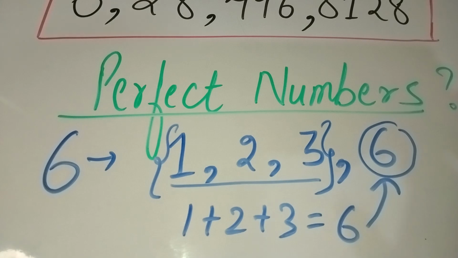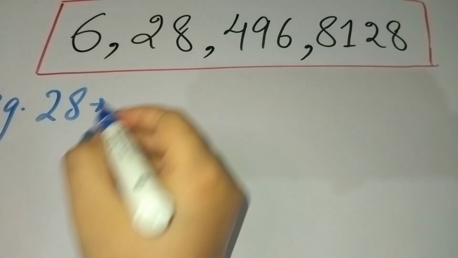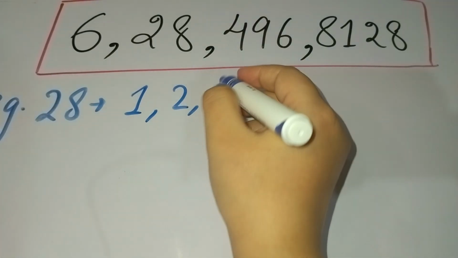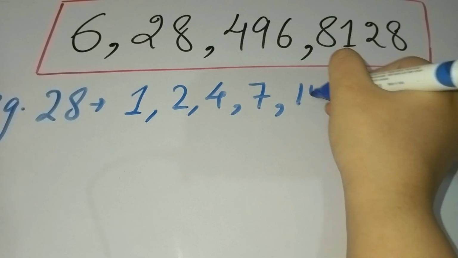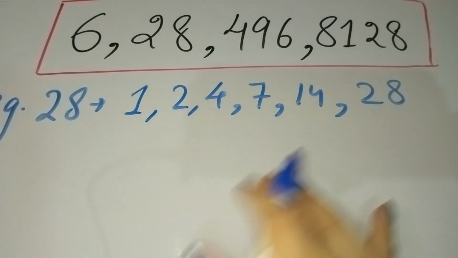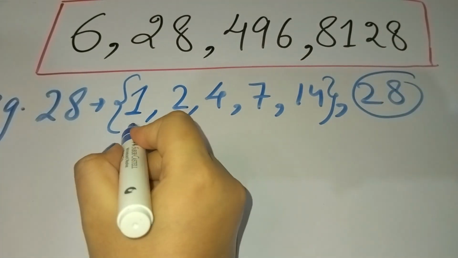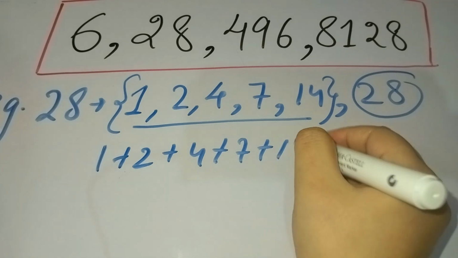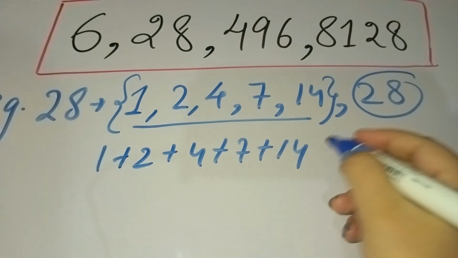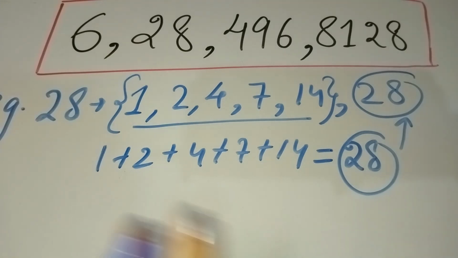Similarly, let us take the example of number 28. Now see, what are the factors of 28? It's 1, 2, then 4, then 7, then 14 and then 28. So leave 28. The rest of the numbers are its proper factors. Now if we add all these proper factors, 1 plus 2 plus 4 plus 7 plus 14, they will sum up equal to 28. It means 28 is also a perfect number. So these are perfect numbers for you.